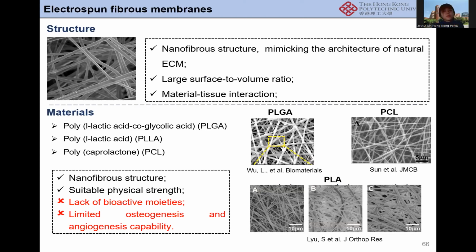Here is what people have used now. They're using PLGA, PLLA, or PCL to make these nanofiber scaffolds for periosteum. And these materials are all synthetic materials, so they might lack bioactive moieties, and also they have limited osteogenesis and angiogenesis potential.